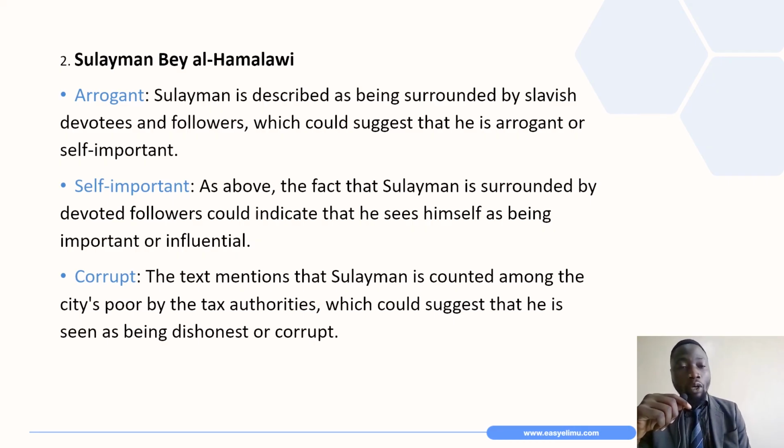Another thing about the character Suleiman is that he is corrupt. The text mentions that Suleiman is counted among the city's poor by the tax authorities, which could suggest that he is seen as being dishonest or corrupt. Remember, we are also told that the tax authorities counted him as one of the fat cats of the reforms among the city's poor.